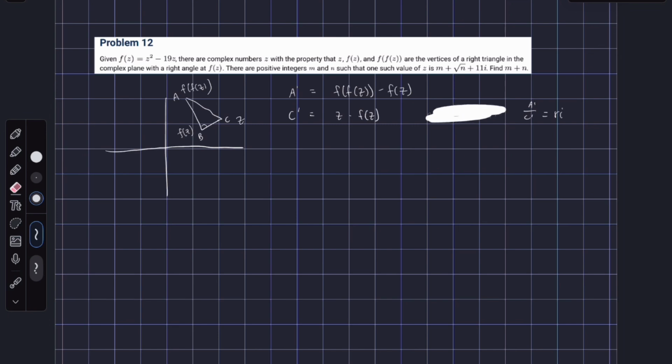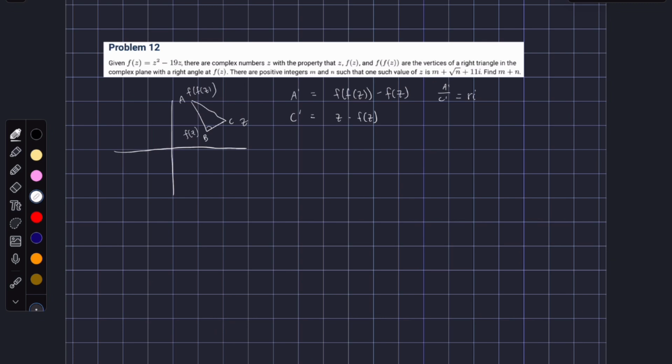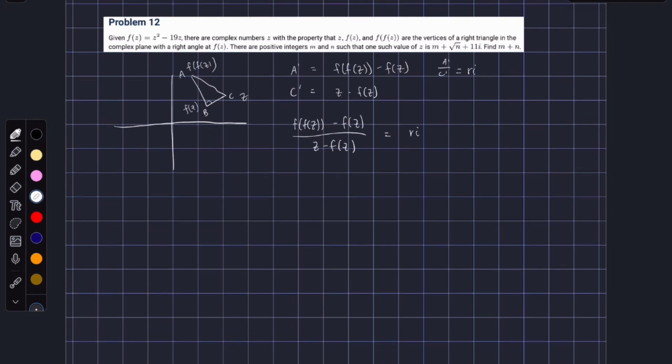So I'm going to erase this, and let's go ahead and plug in our A prime and C prime. So that'll give us f of z minus f of z, right? This is just A prime, over z minus f of z is Ri. And let's plug in what f of z is because we are given that up here. So what f of z would look like would just be, and we have minus f of z in the numerator. I'm going to skip a step and just change this minus 19 to a minus 20.